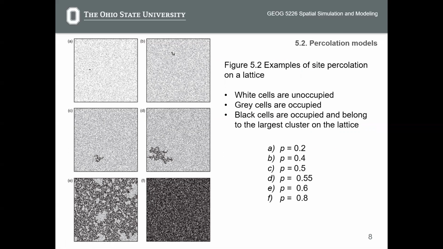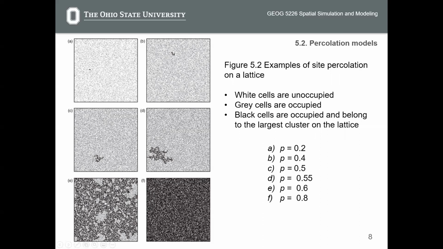So they cannot be considered as spanning clusters. But in figures E and F, obviously the largest clusters in them are large enough to connect two sides of the lattice. Actually, four sides, right? You can see this huge black cluster here. It is spreading to all four sides of this lattice. So of course, it's a spanning cluster.